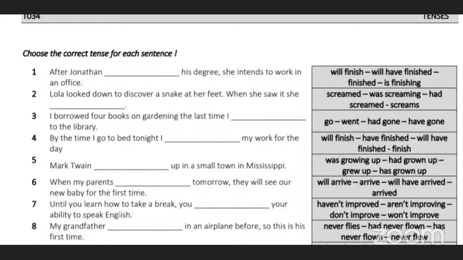This is a complete past sentence, an example of a sentence which is already established in the past. The action is also being done in the past. So we use the word screamed.